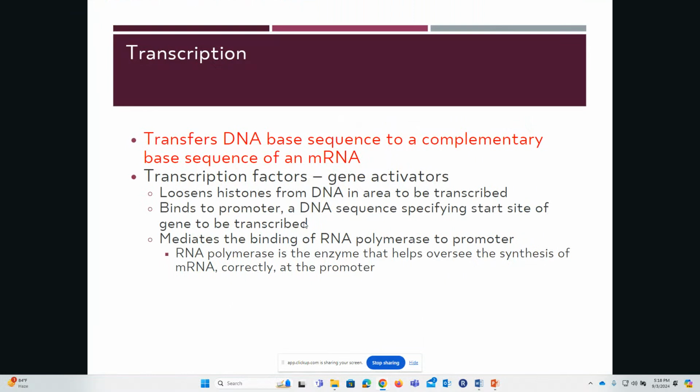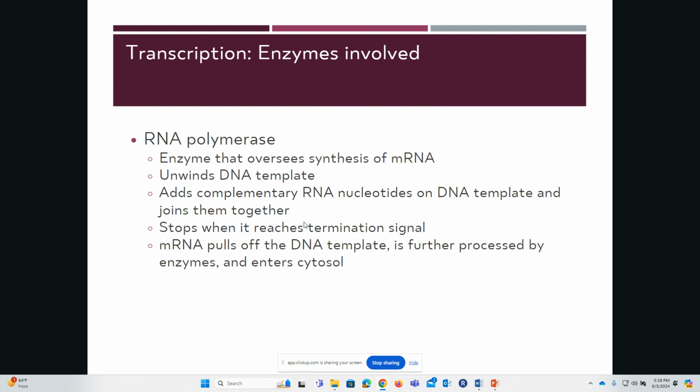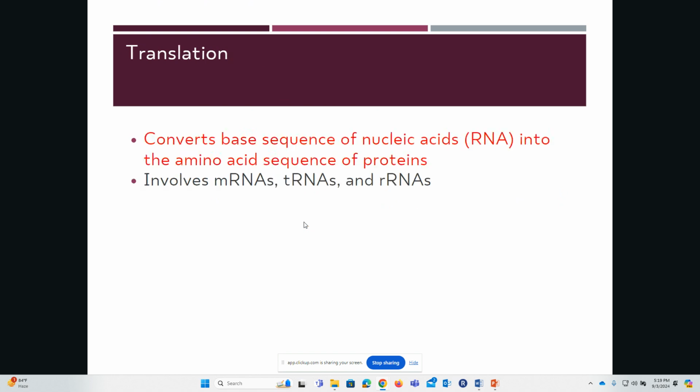And transcription is going to create a kind of complementary base sequence, but of RNA instead of DNA. And there's many different transcription factors and gene activators and promoters and this entire complex that helps facilitate this process. Enzymes involved include RNA polymerase that oversees the synthesis of mRNA and unwinds the DNA template. And there are both start and stop spaces for transcription factors and all of the complexes that help this process take place. Translation is also able not only to convert base sequences of nucleic acids into the amino acid sequence, but utilizes both mRNA, tRNA, and rRNA.